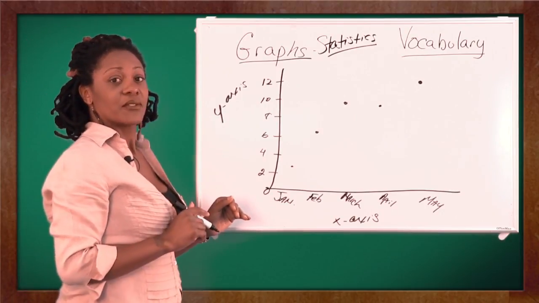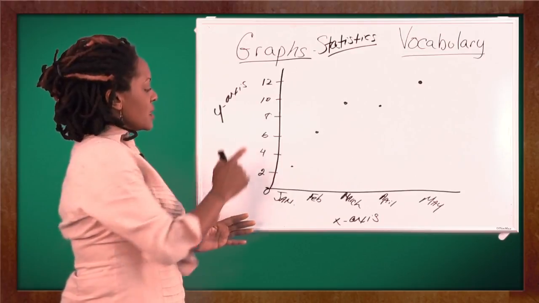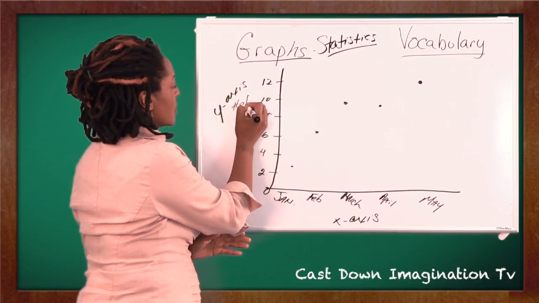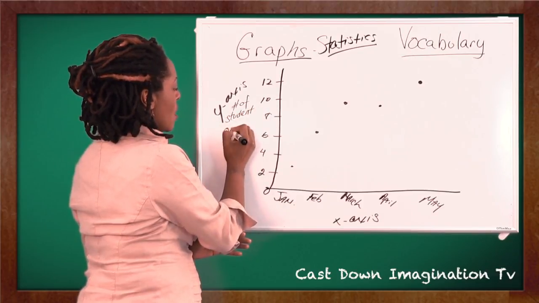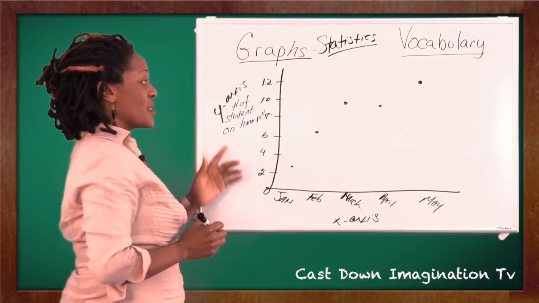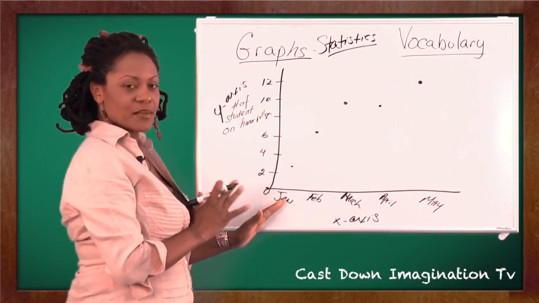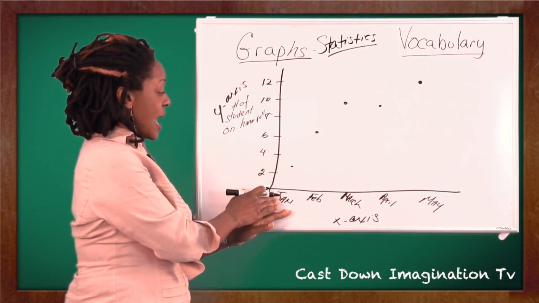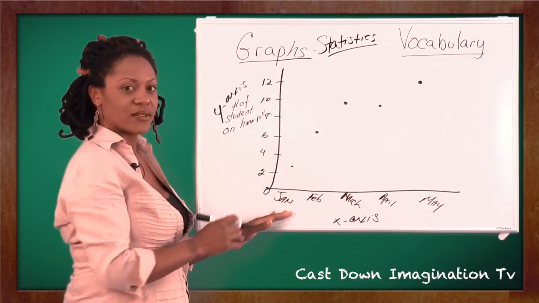So I'm going to give you some information which you'll probably be given in a textbook or in a math problem. So here, these numbers represent the number of students on honor roll. And here now we have something to compare the two axes to. In January, how many students were on honor roll? So that's what our graph is showing.